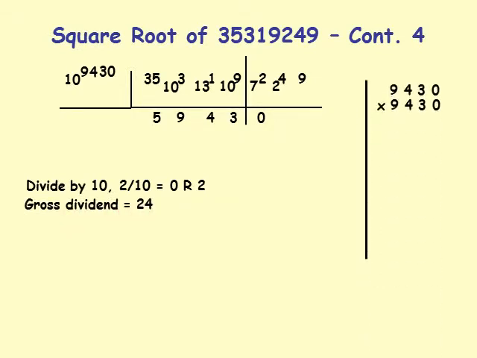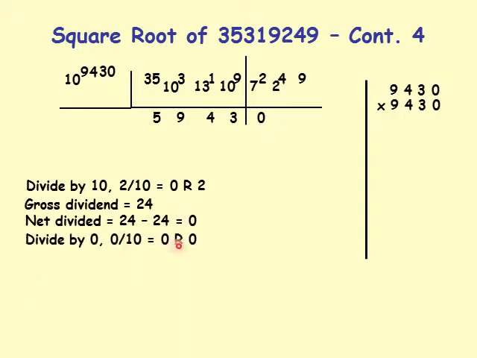Now adjustments. So we get 9430 here, 9430 here. That's the duplex of 9430. 9 times 0 is 0, 0 times 9 is 0, 4 times 3 is 12, and another 12, 24. Okay. So now the net dividend is 0. We get 0 remainder 0. So 0 goes in here, remainder 0 goes in here, the quotient 0 goes in here.